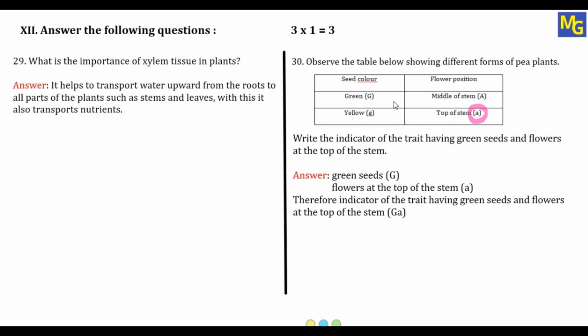So our combination is capital G and small a, and therefore the answer is green seeds as we want according to the question. Capital G, flowers at the top of the stem, that is small a, and by combining these two the answer will be capital G and small a. This is the indicator. We'll move to the next question.